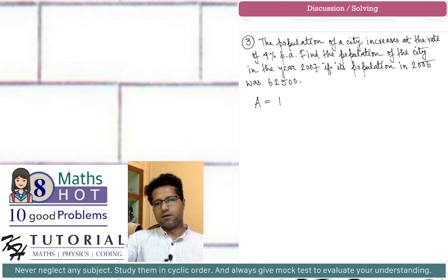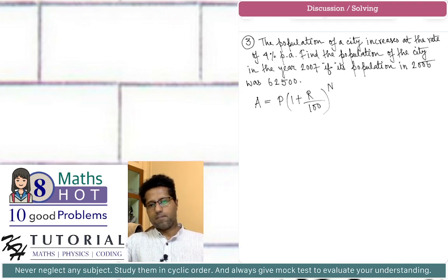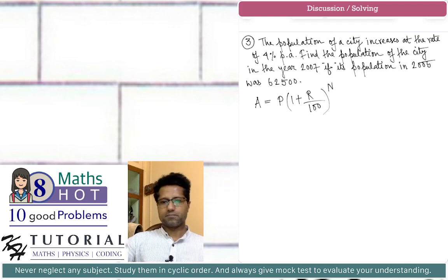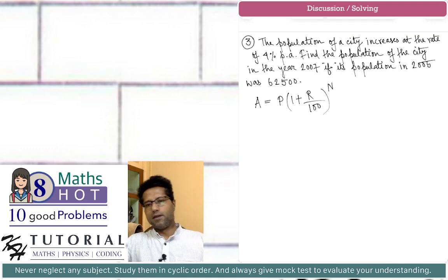So if P is the initial population and the population is increasing at the rate of R per annum, then the population after n years, if that is A, then A is equal to P into 1 plus R by 100 to the power n. P is the initial population, R is the rate of increase of population per annum, and n is the time period, that is, after how many years we are trying to find the population. A is the population after n years.